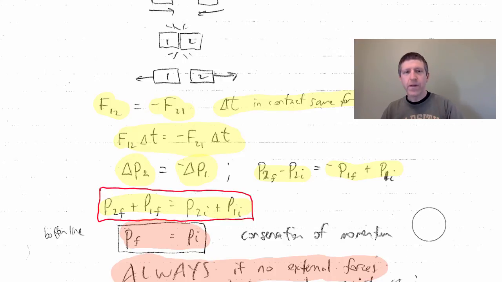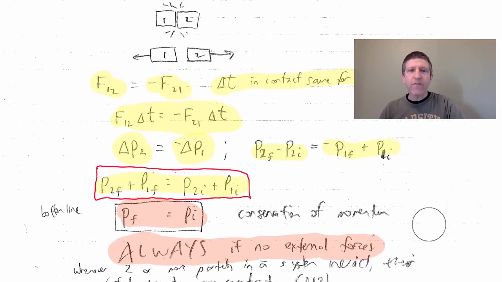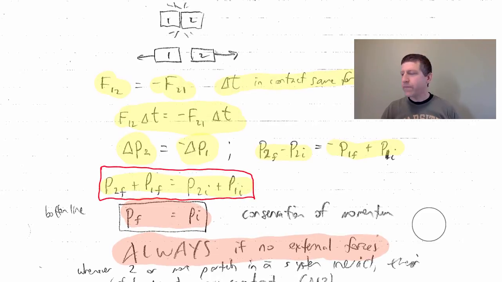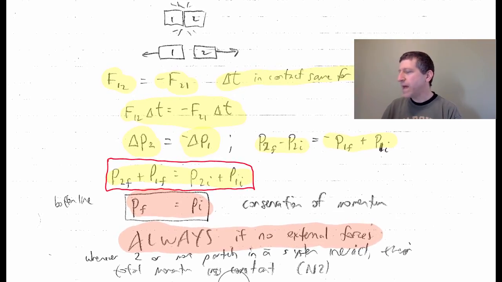Now, whenever we have two or more particles in a system interacting, their total momentum is a constant. It doesn't even matter how many particles you have, the momentum of the system will be a constant, as long as there are no outside forces. You can have these particles bouncing off each other like crazy, but as long as all those forces are internal, in other words, between objects in the system, the net momentum of the system will be constant.